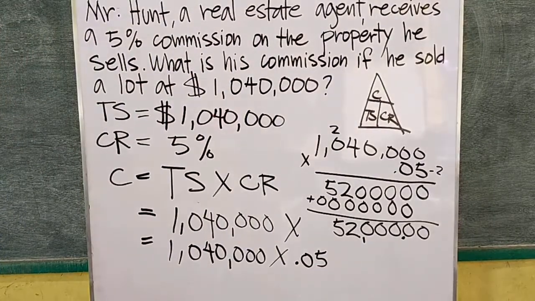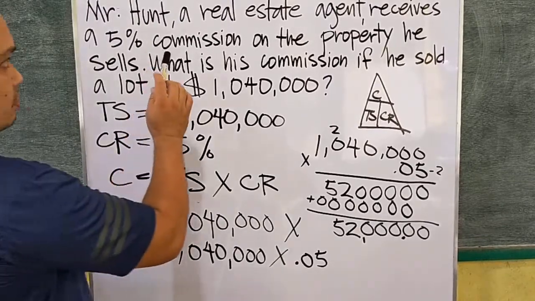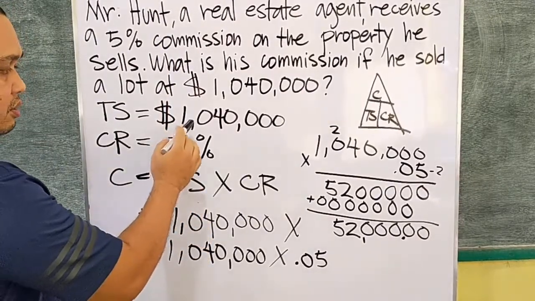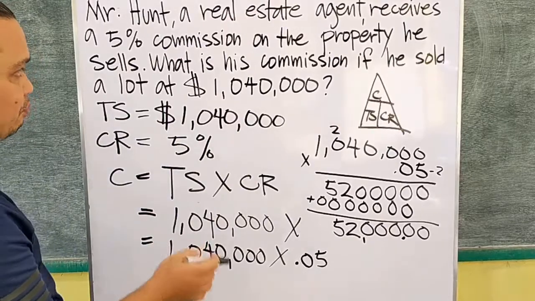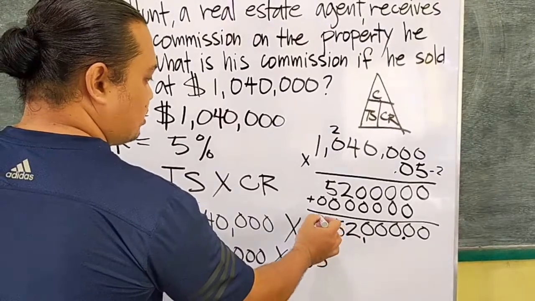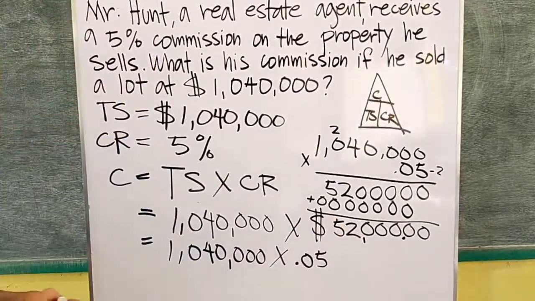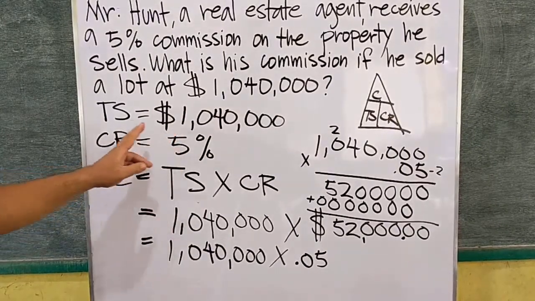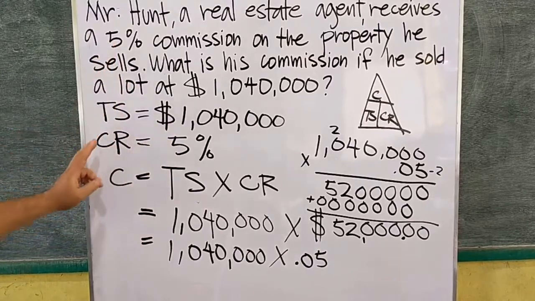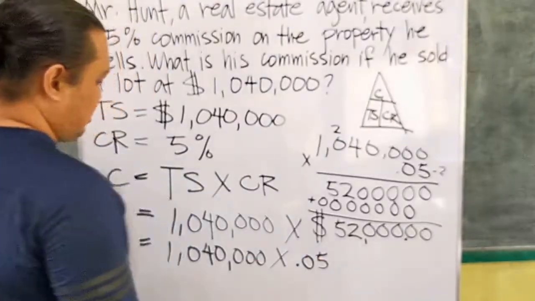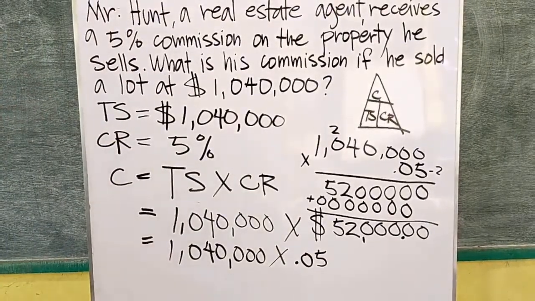52,000. So meaning to say, the commission of Mr. Hunt by selling $1,040,000 with a 5% commission rate is $52,000. Okay, so that would be our answer. So 1 million here is the total sales, 5% is the commission rate, while 52,000 is the commission. So that's how we get the commission.